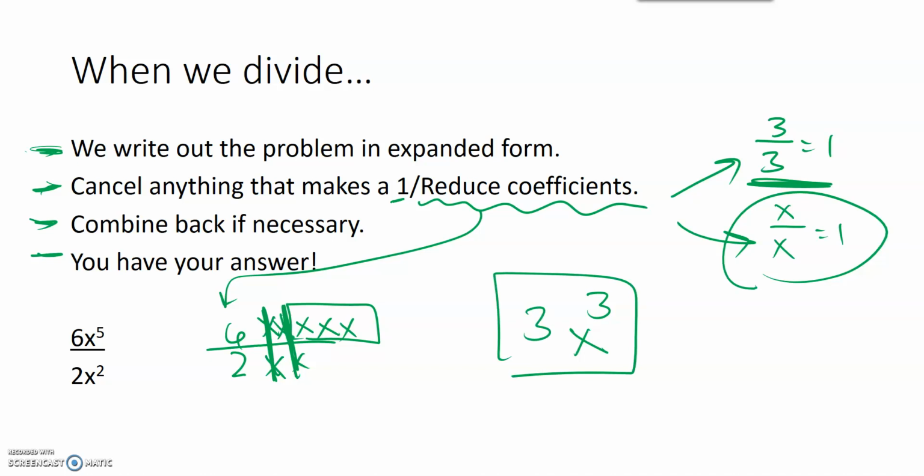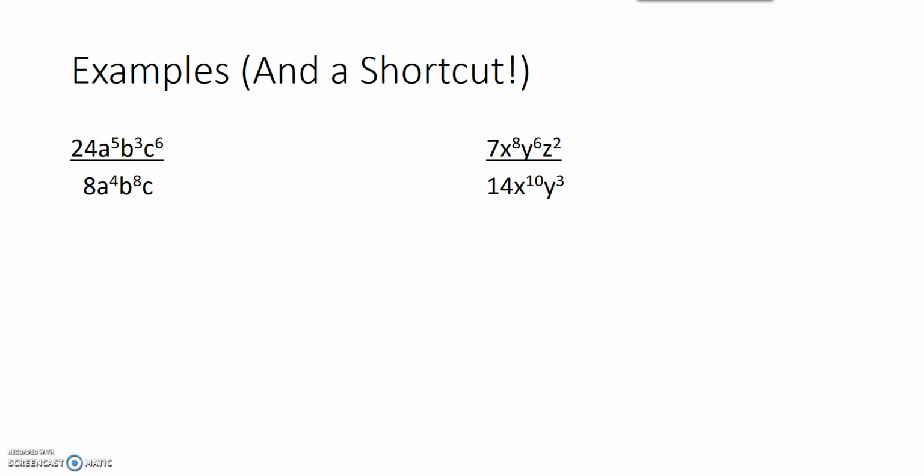Okay, it's that easy. Now we are going to throw in more variables. Okay, coefficients are going to be about the same, but we're going to throw in more variables, which means you're just looking for more things to reduce down or cancel out. Okay, so here's some examples, and on these I'm going to give you a shortcut. Now I'm not going to give you the shortcut until we get to the second example. We're going to do the first one in expanded form.